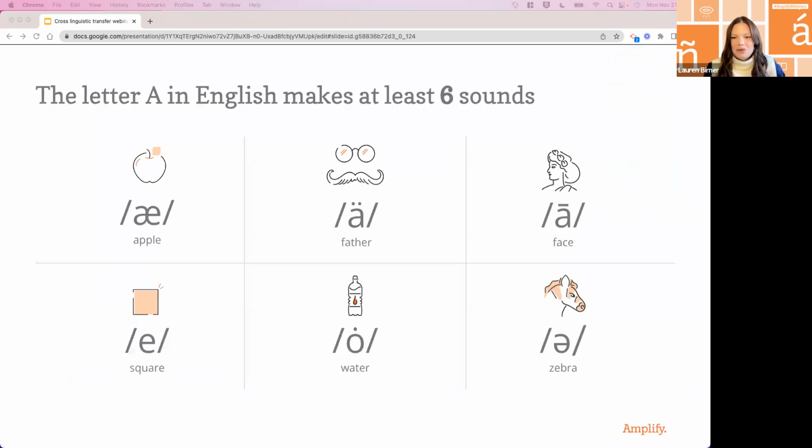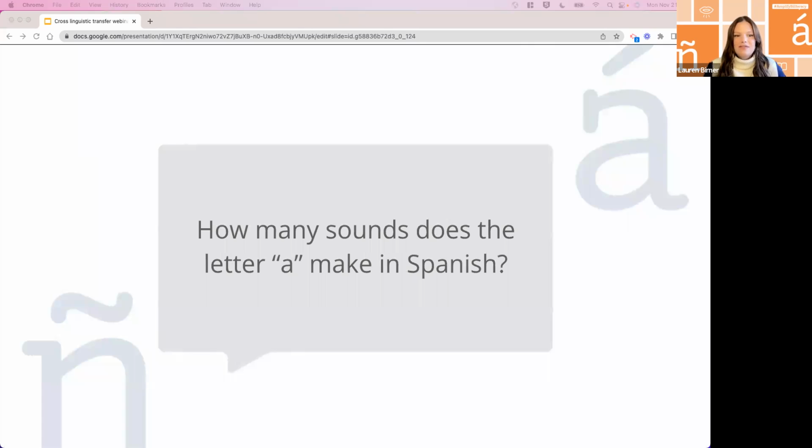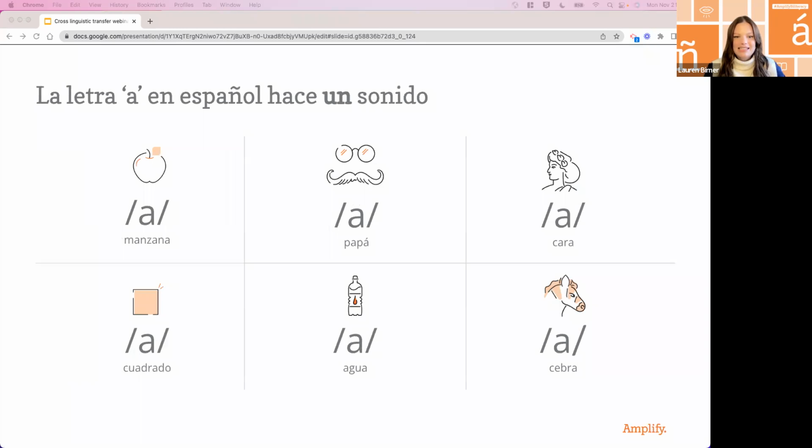So the letter A in English makes 6 sounds all by itself. So for those of you who said too many, yes, it makes 6 sounds all by itself, a single letter with 6 sounds, versus in Spanish, how many sounds does the letter A make? Perfect. That's exactly right. So la letra A en español hace un sonido, right? The letter A in Spanish makes only 1 sound. So English vowels are some of what falls into that 8% of letter sounds, where Spanish-speaking students need explicit instruction to learn the new sounds.